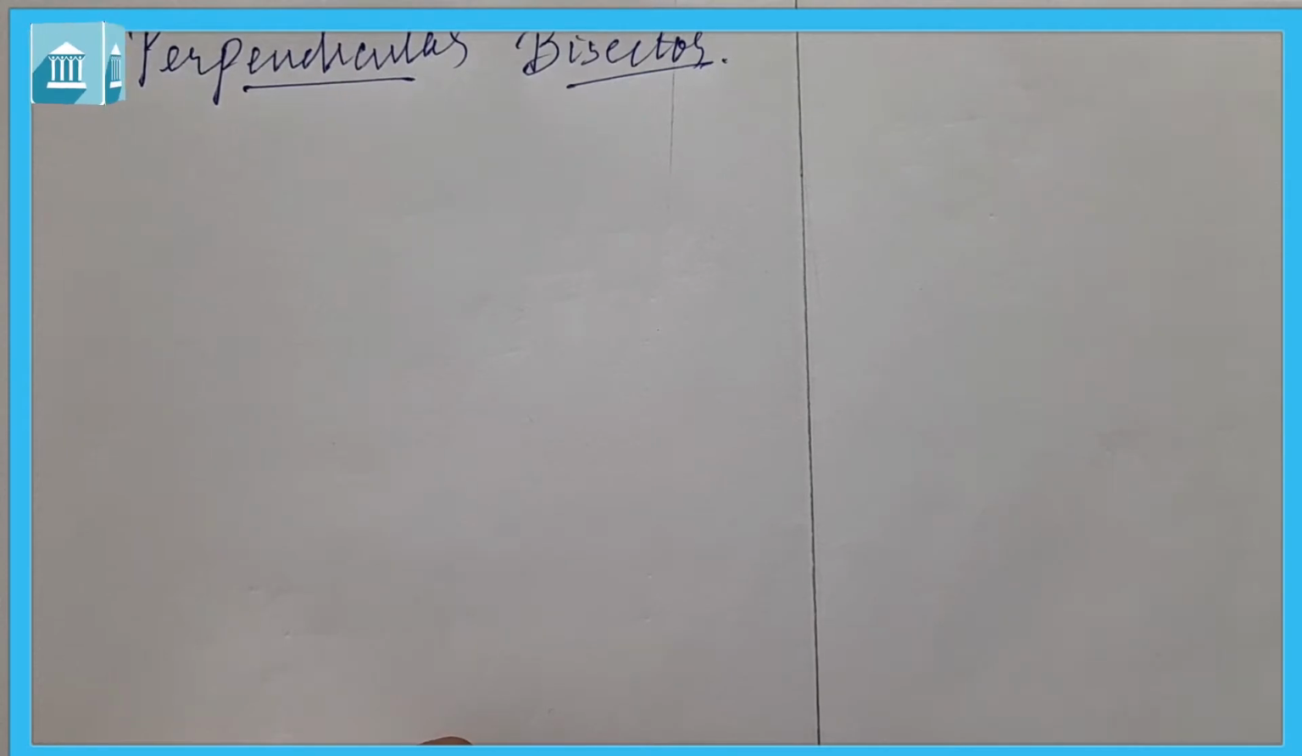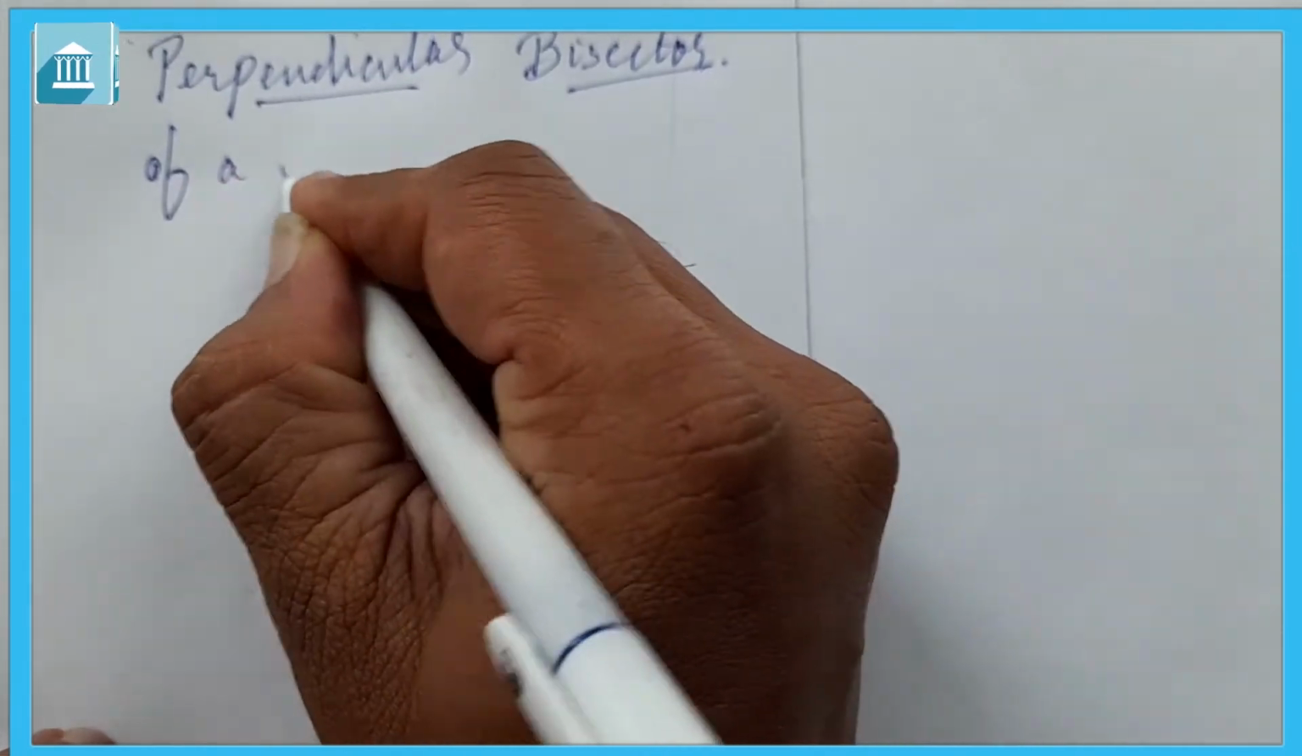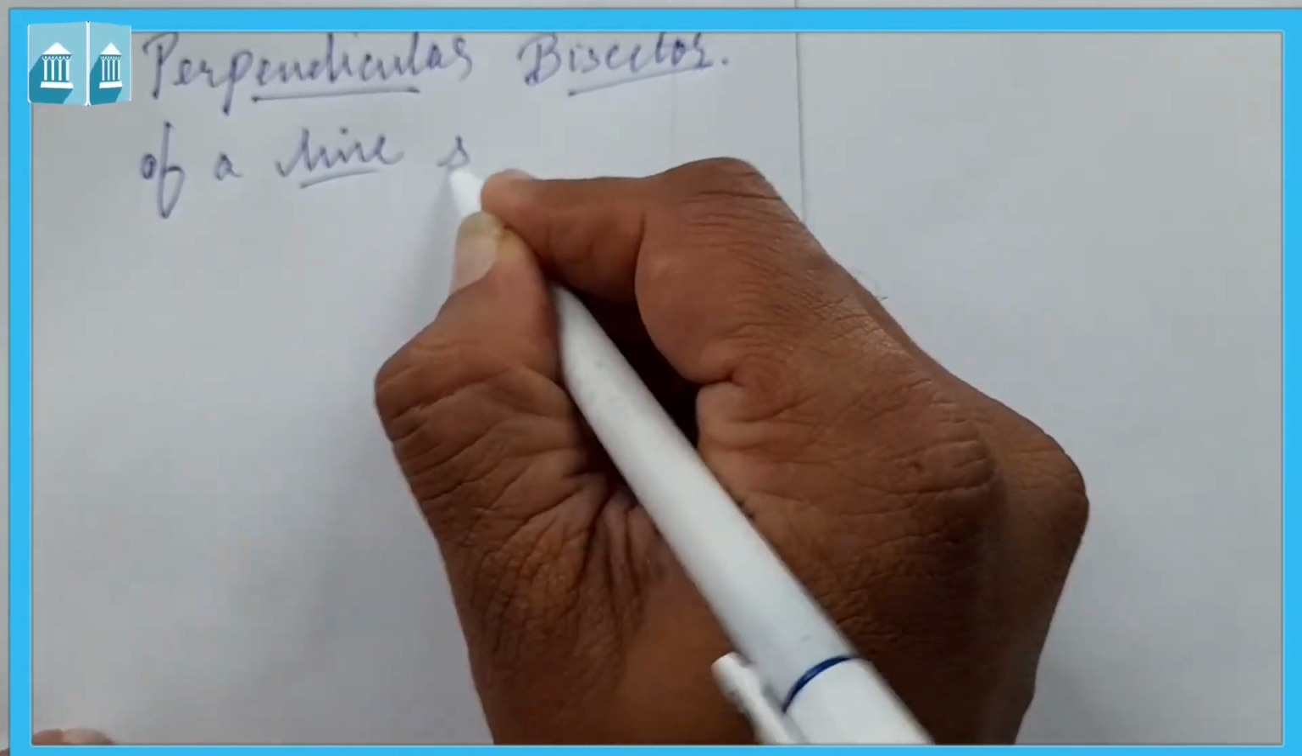Jai Vigyan, dear student. In the last session, we learned how to draw a line, how to construct a circle, and how to draw a line segment with the help of a compass and a scale. We had also learned how to draw a perpendicular. Now, in this session, we are going to learn how to draw the perpendicular bisector of a line segment.